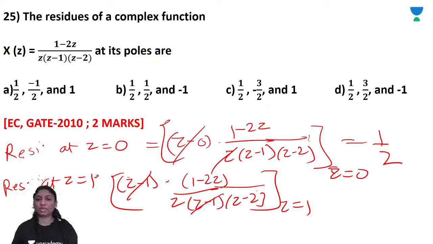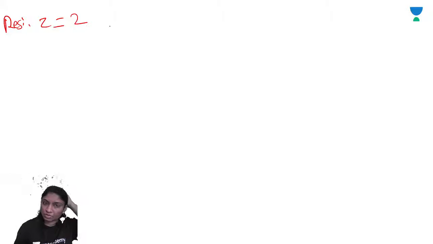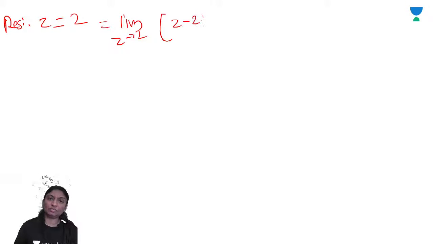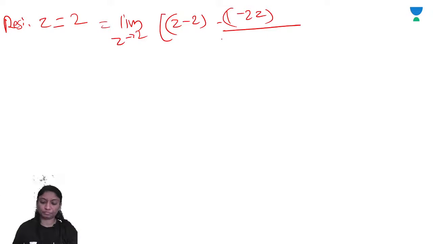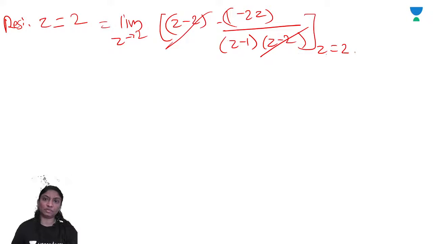So 1 minus 2 minus 1, 1 minus 2 minus 1 and 1, minus 1 upon minus 1, 1. Residue at z is equal to 2, which is equal to limit as z tends to 2 of (z minus 2) into minus 2z upon (z minus 1) into (z minus 2) at z is equal to 2.